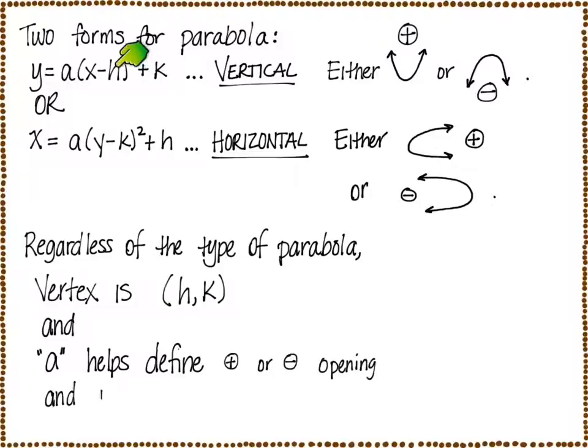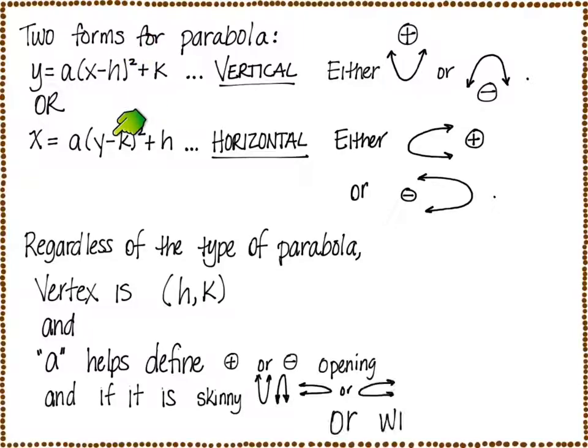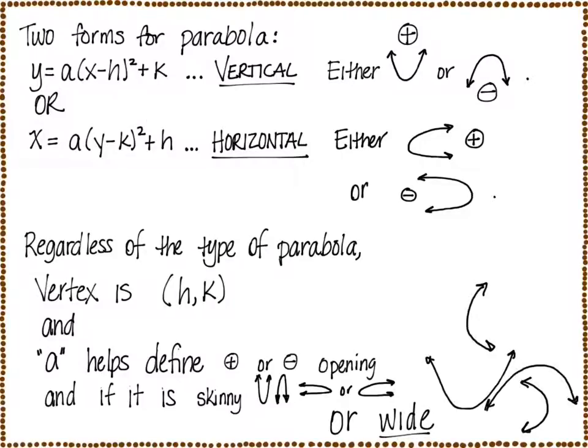Notice that the h is with the x and the k is with the y. It's very important. The a is what helps us to define whether the opening is upward or downward, or open to the left, a negative, or open to the right, a positive, or whether it's wide or skinny. So the a has a lot to do with skinny or wide or the opening being in a positive or negative direction.